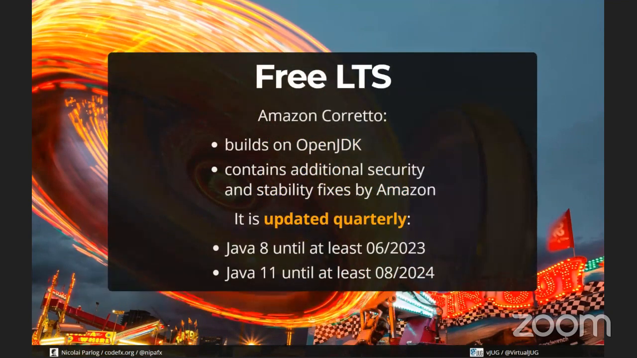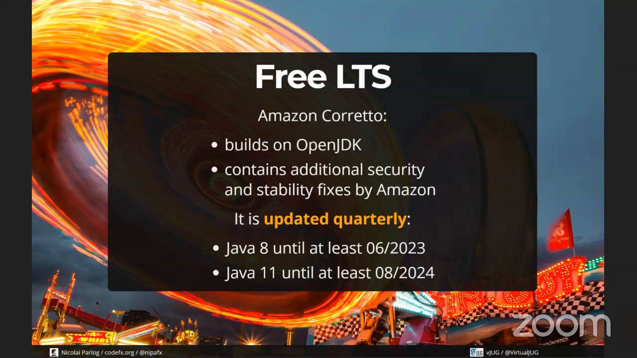Amazon Corretto is particularly interesting because Amazon is such a huge player. As I said, it builds on OpenJDK as all the other ones do. And what they say is it contains additional security and stability fixes that Amazon developed over the use of Java on their cloud. And it kind of makes sense that AWS might have higher requirements for the JDK, and so they might actually have some improvements there.